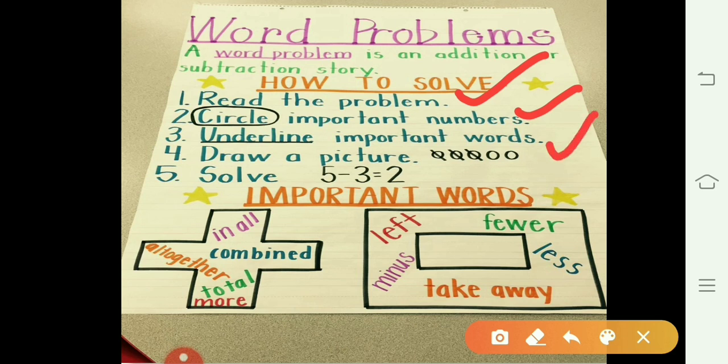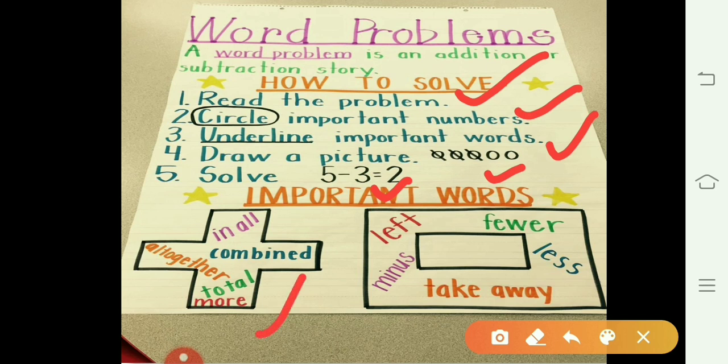Underline important words. Words like total, in all, left, take away. Such words will indicate whether it is an addition or subtraction sum. Next, you can draw a picture also, to do the sum easily. And lastly, you can write down the numbers and calculate using your fingers, as you are already doing in first standard. Now you are grown-ups, right?